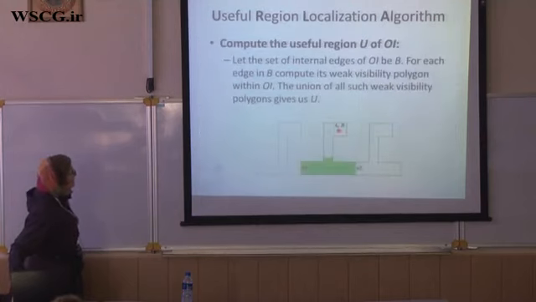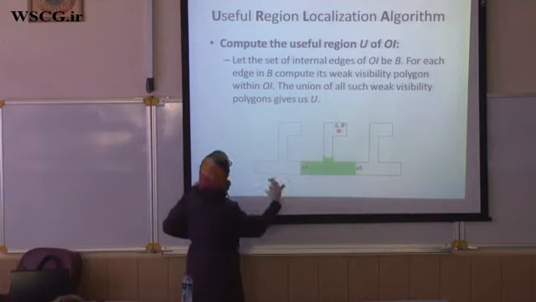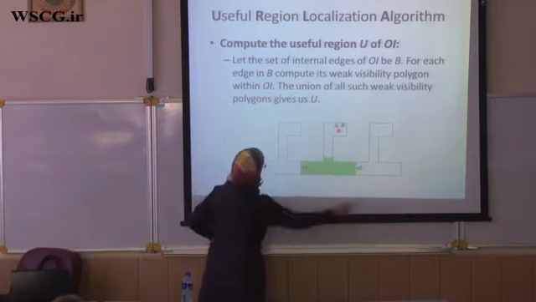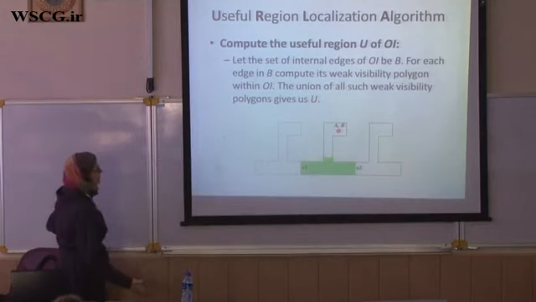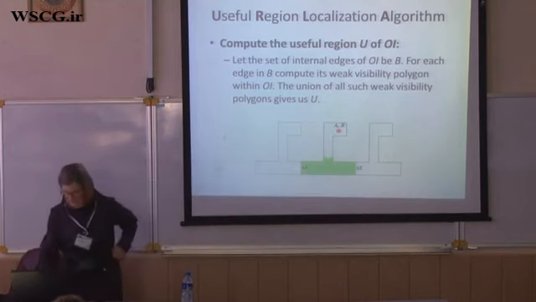Okay, so compute the useful region. Let the set of internal edges be, say, set B, and for each edge of those internal regions of your overlay intersection, compute the weak visibility polygon, take the union of all those, and get this green area there where we do the sampling.